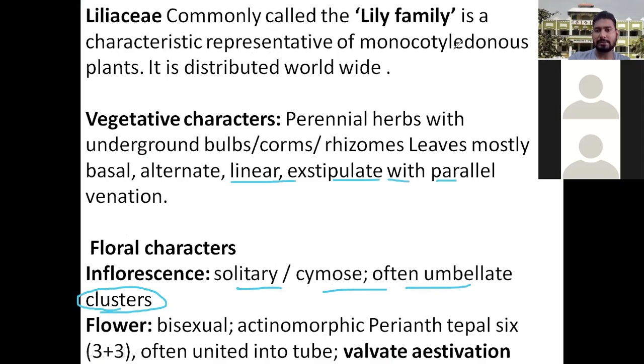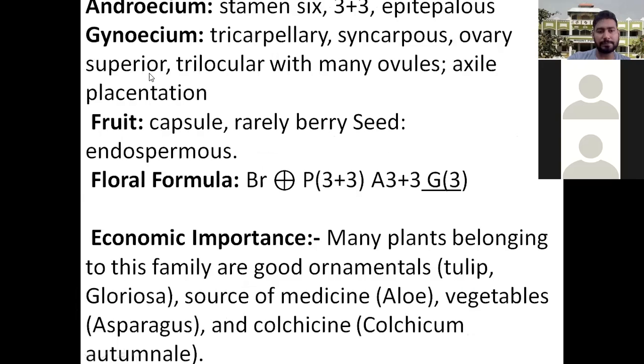The tepals, because this condition is the perianth, and aestivation is the very simple type, that is valvate. No confusion. Androecium, that you have to see. Stamens 3 plus 3. Epitepalous condition, again epitepalous condition came. You can use epitepalous, or I told one term, that is epiphyllous. The correct one is epiphyllous.